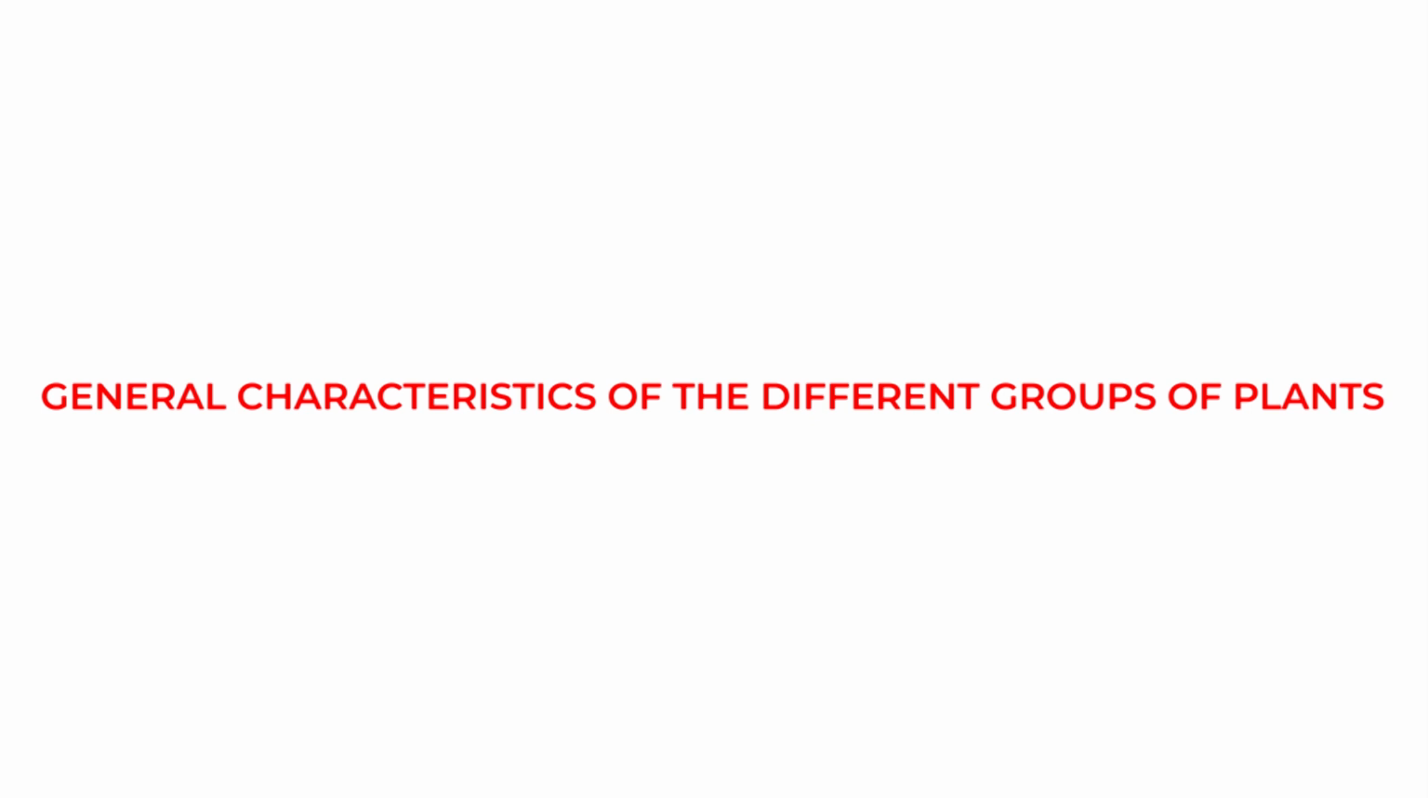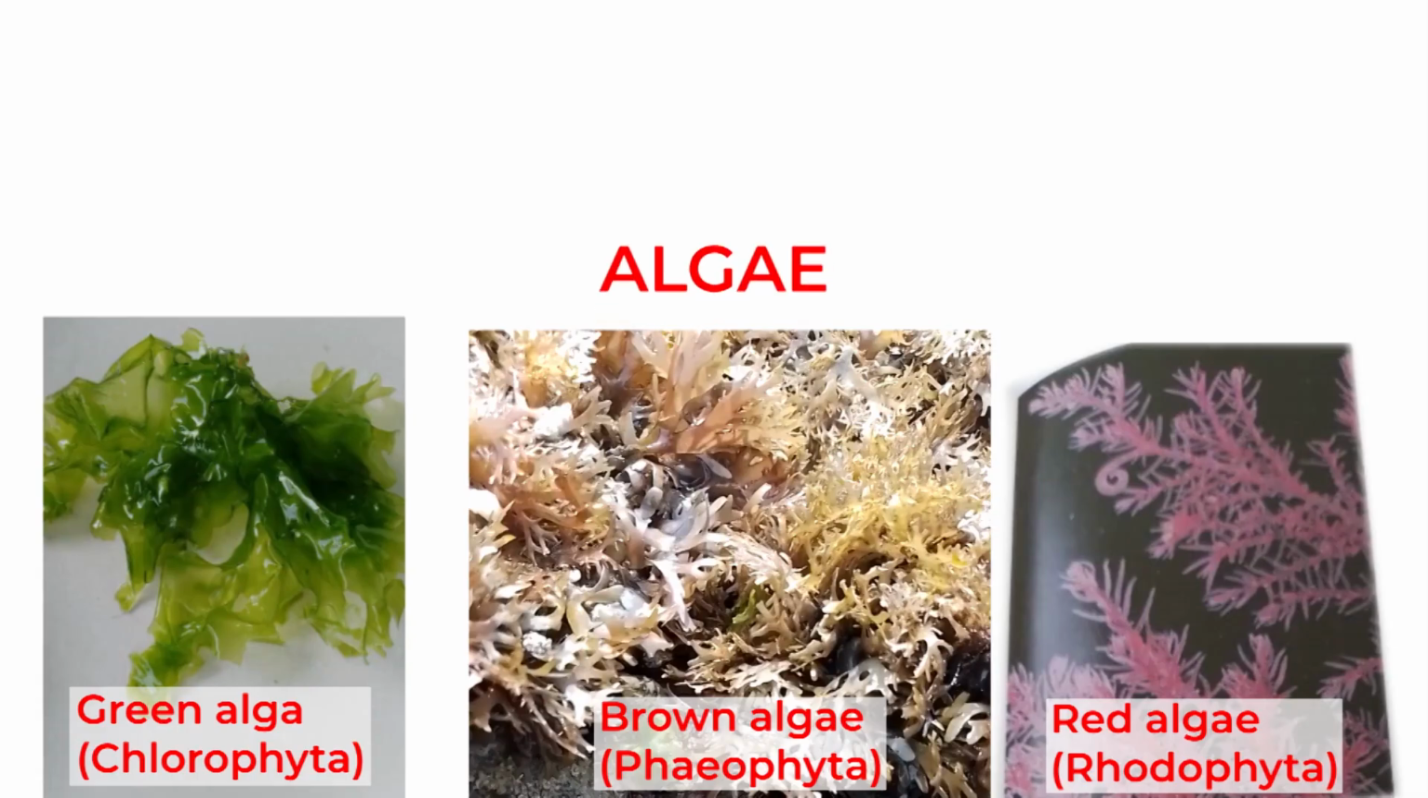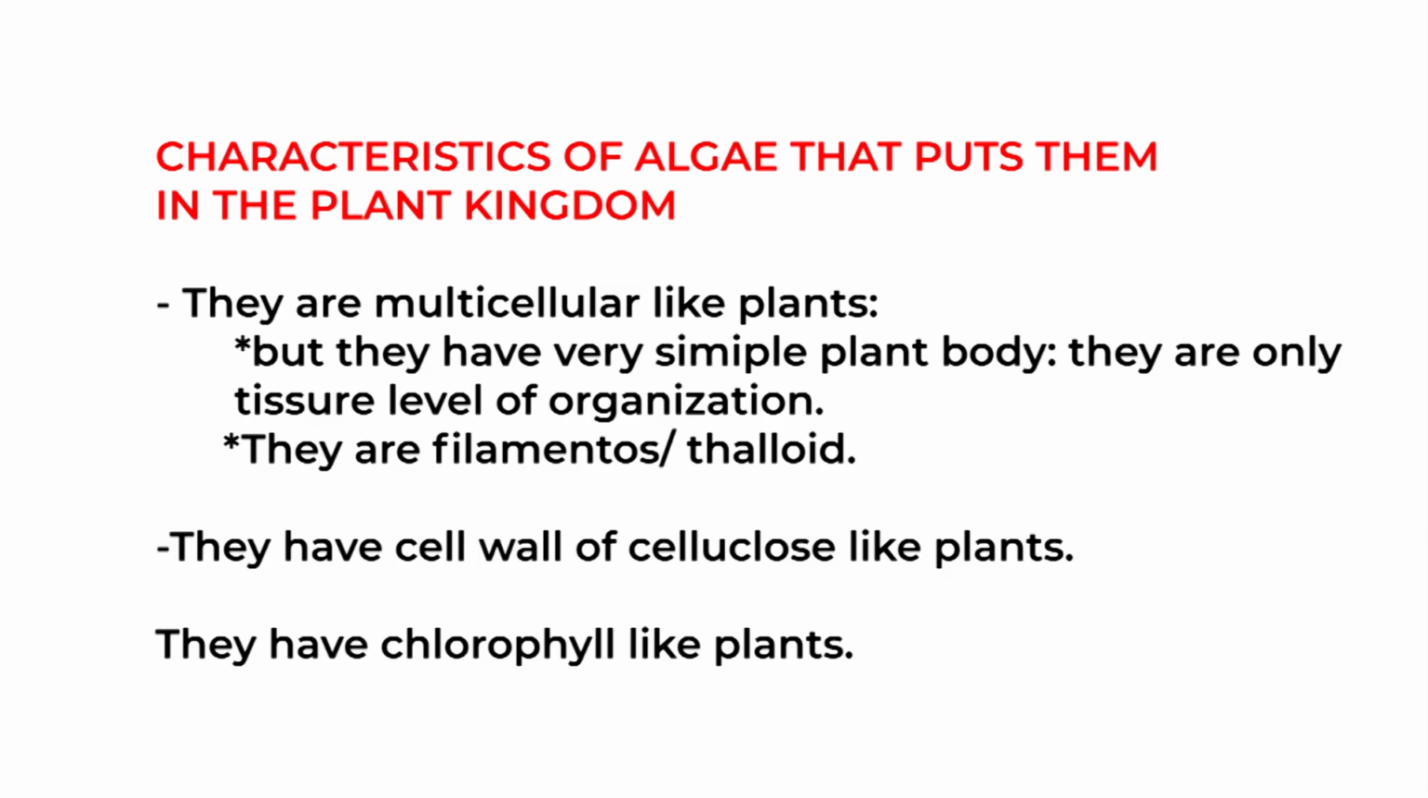The first one we take is the algae. Remember the algae, we have green algae, brown algae, red algae. Now, what are the characteristics of the algae that make algae be put into the plant kingdom? Algae is in the plant kingdom because they are multicellular like plants. But note that algae are simple. They are only at the tissue level of organization. So they have a simple plant body.